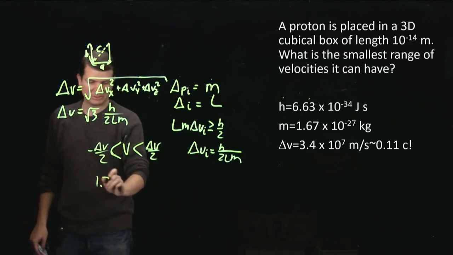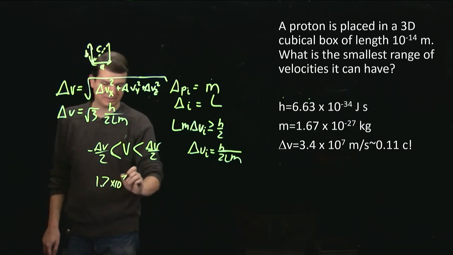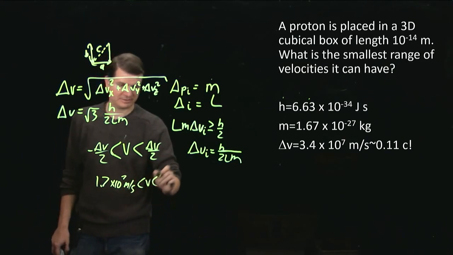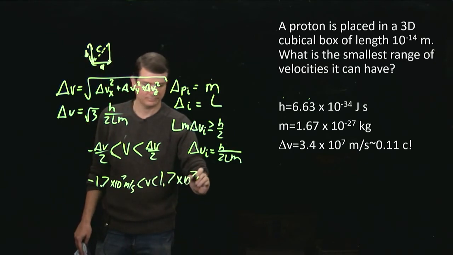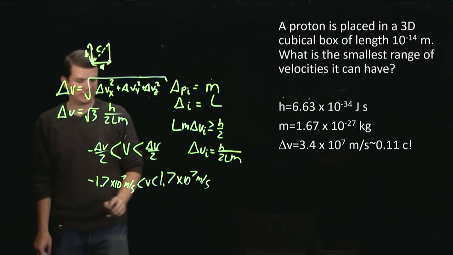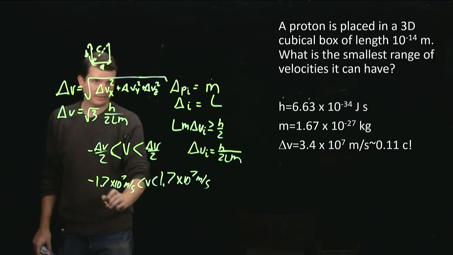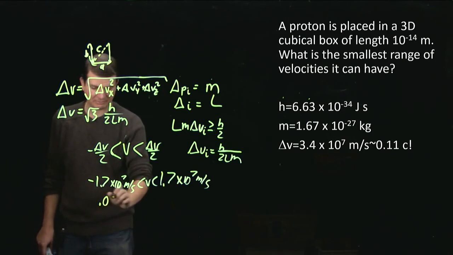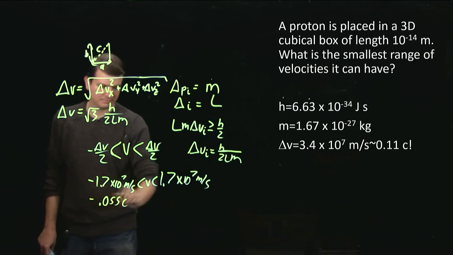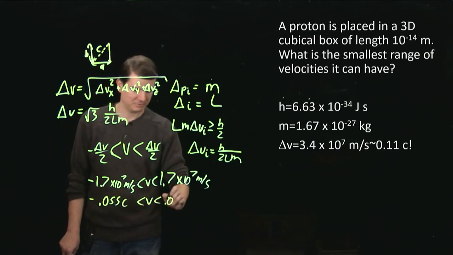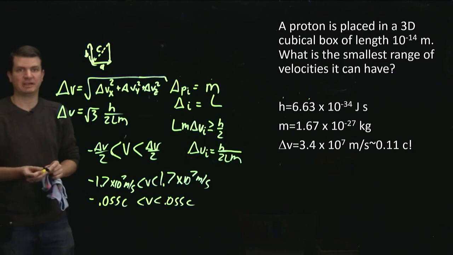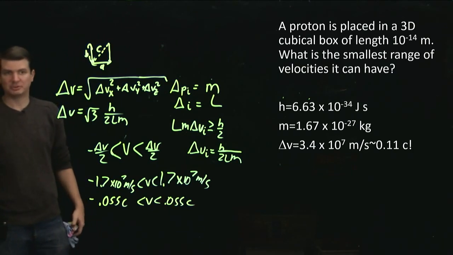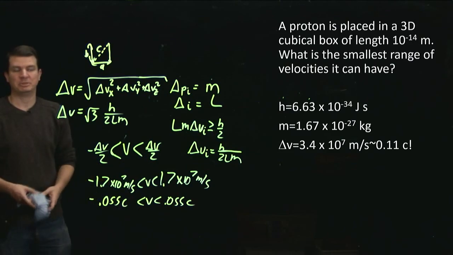So that's negative 1.7 times 10 to the 7th meters per second is less than v is less than 1.7 times 10 to the 7th meters per second. So that's the smallest range that it can have. And equivalently, if you want it in terms of c, then it's 0.055 c. Okay, so that gives us the smallest range of values that it is possible for a proton to have and still be properly confined in this box.